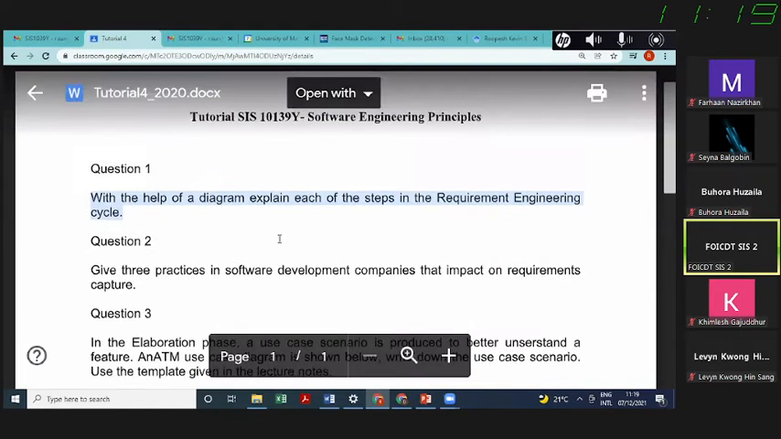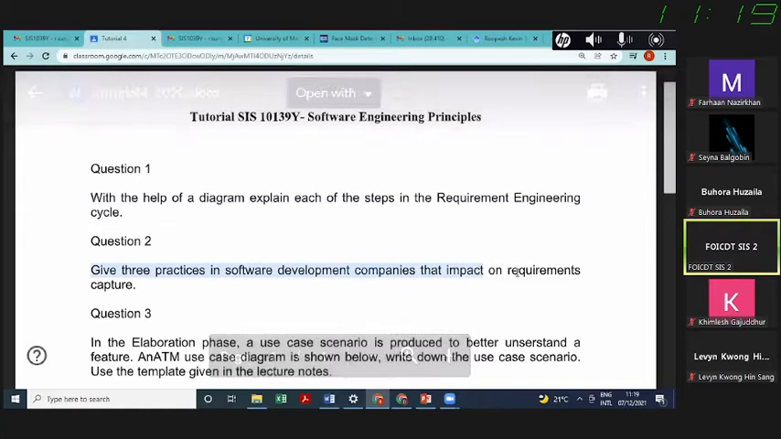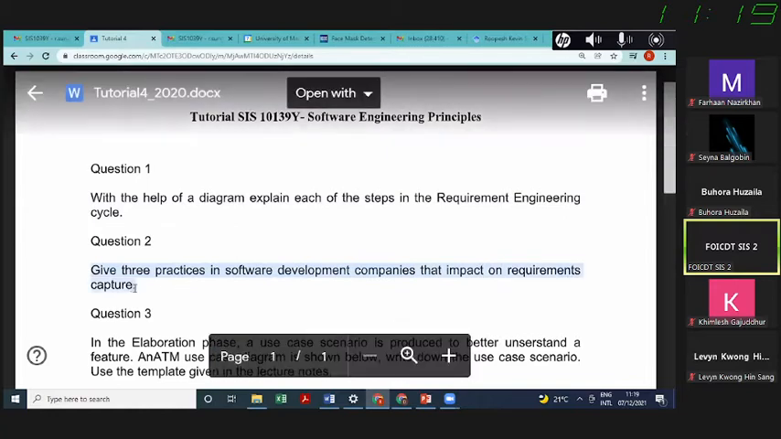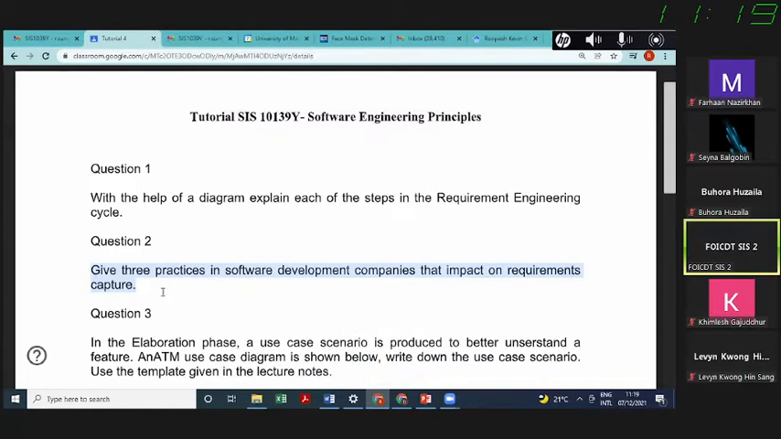Very good. So question number 2 now. Give 3 practices in software development companies that impact on requirements capture. Okay, so this one is a bit broad. It's much more to make you think. So, 3 practices in software development companies that can impact on requirements capture. Let me hear from you. Any volunteer to answer these questions?